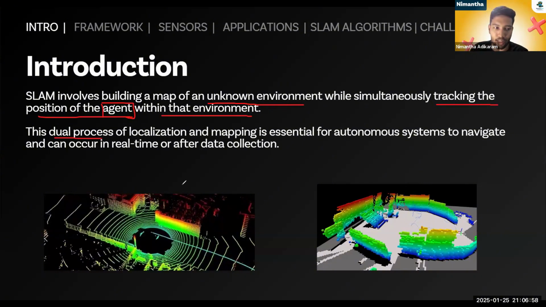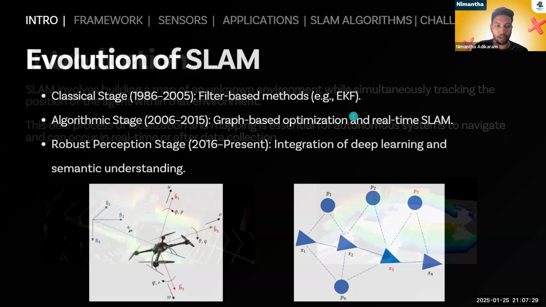That is localization and mapping. This is essential for autonomous systems to navigate, and it can occur in real time or after the data collection. I will explain these two words in the upcoming slides. All right, so I think you have a better idea what SLAM means. So we can move on.